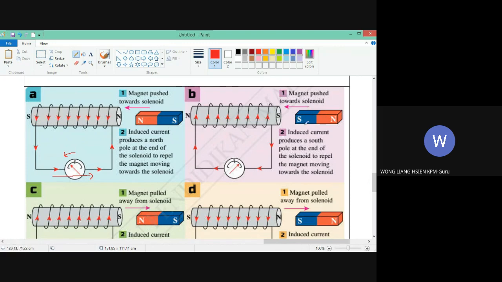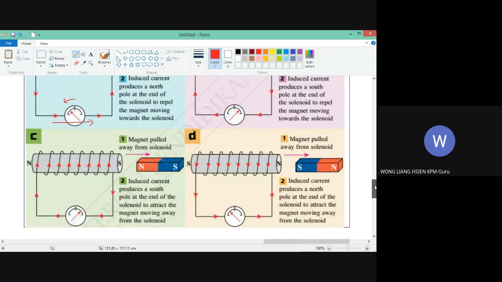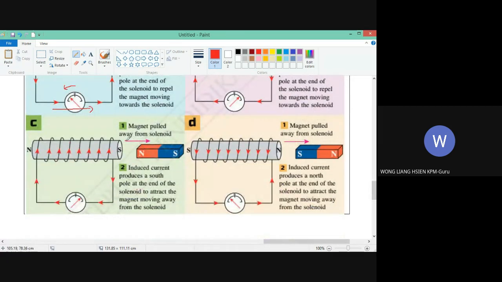When you change side, north and south change, then the direction of the current also changes. This one south and south, it will repel. This one north, you pull out, then this side becomes south because it wants to oppose the motion. You want to move out, it will pull you in. It will oppose the motion. Go against the motion. So this side becomes south, this side becomes north. So this will be the direction of the current.